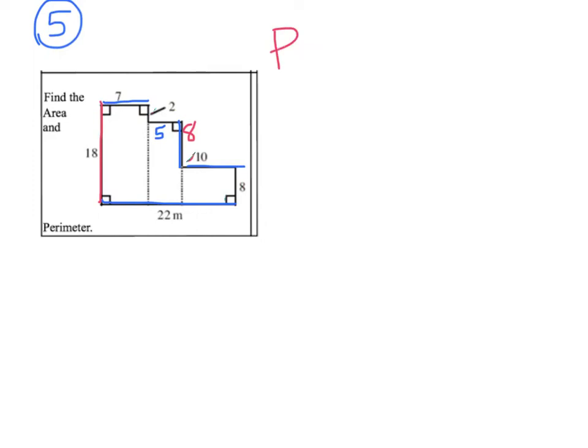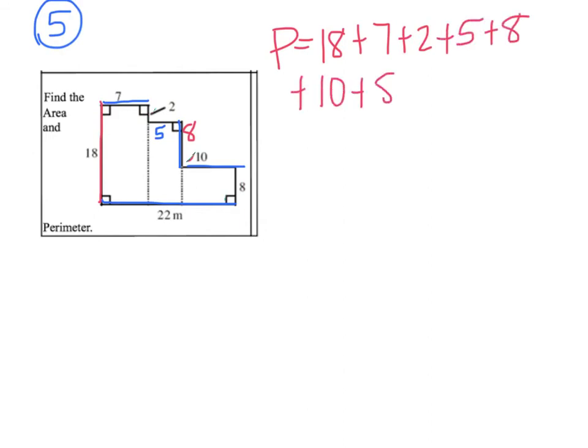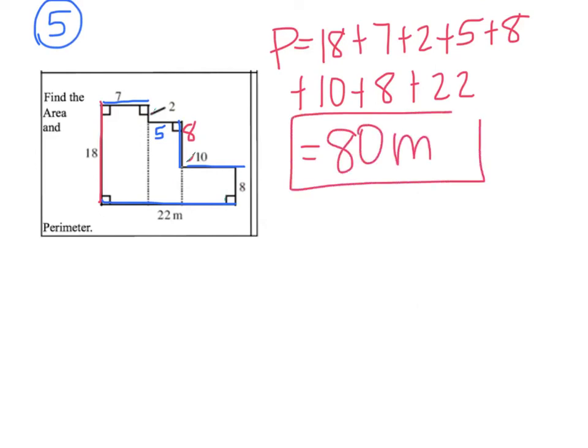So we are going to start with 18 and we are going to add every single number. So we are going to say 18 plus 7 plus 2 plus 5 plus 8 plus 10 plus 8 plus 22. So if you put that into your calculator, that should give you a total of 80 meters for your perimeter.